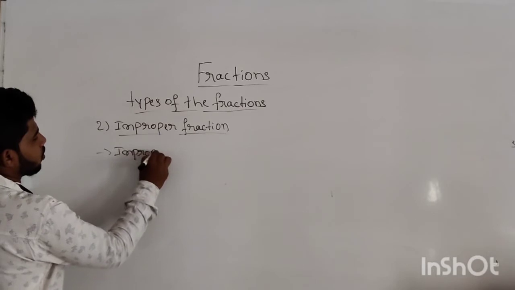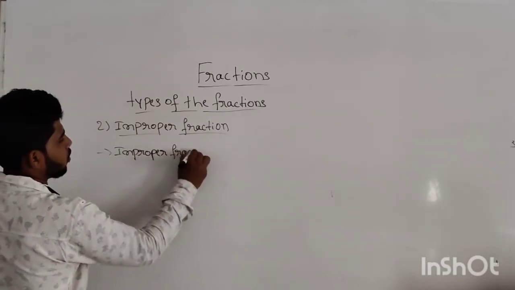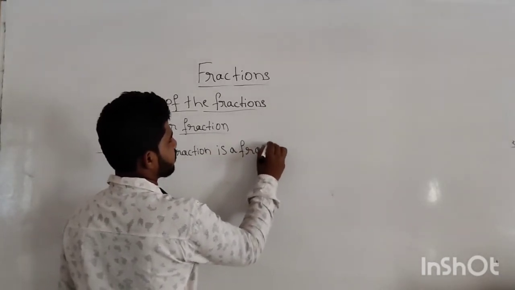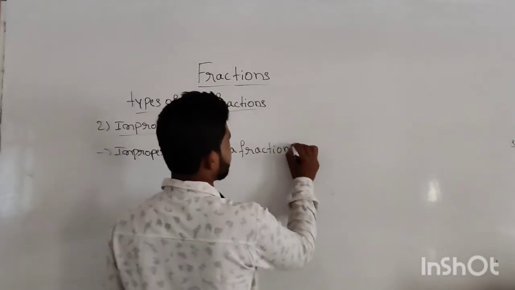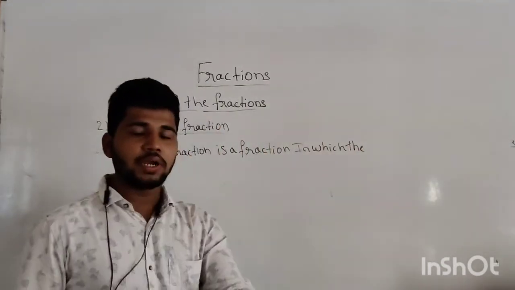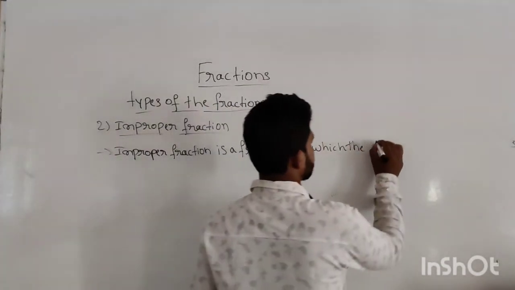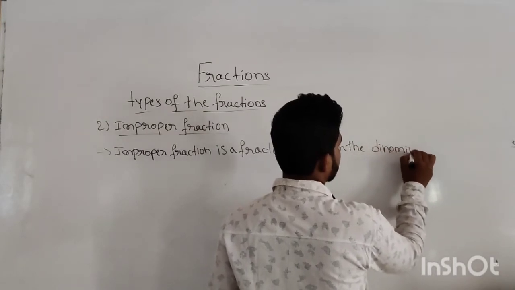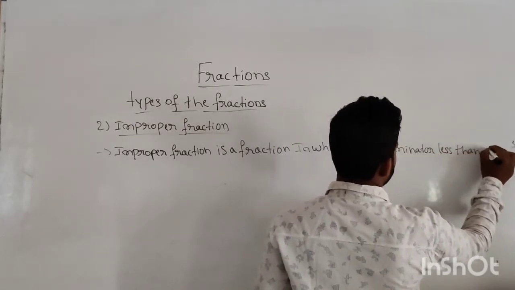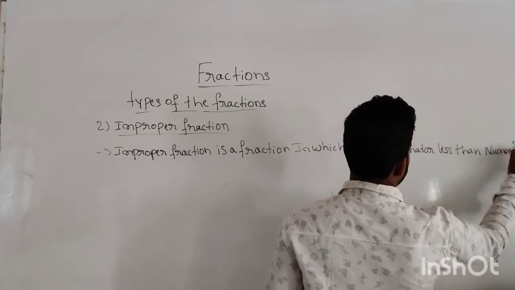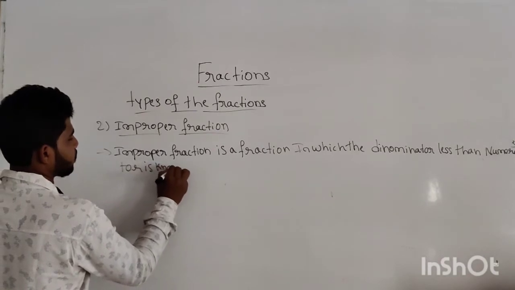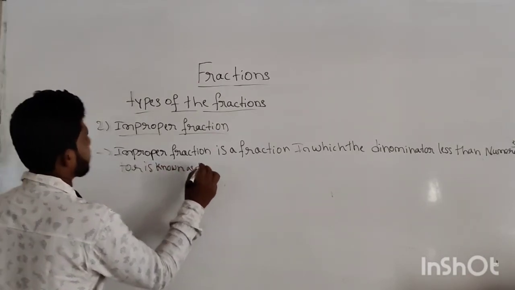An improper fraction is a fraction in which the denominator is less than the numerator. Denominator less than the numerator is known as an improper fraction.